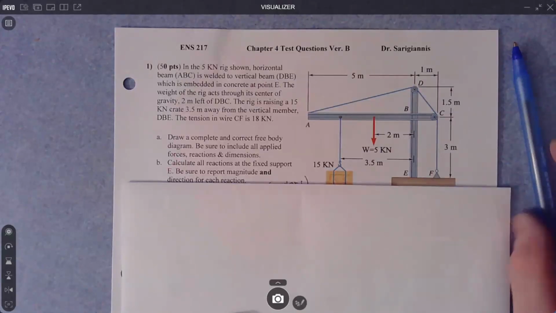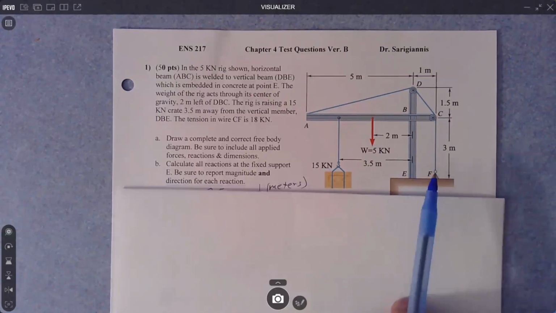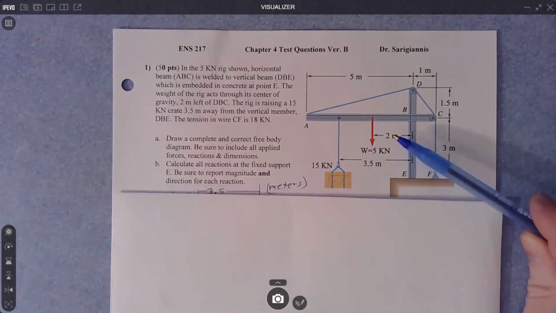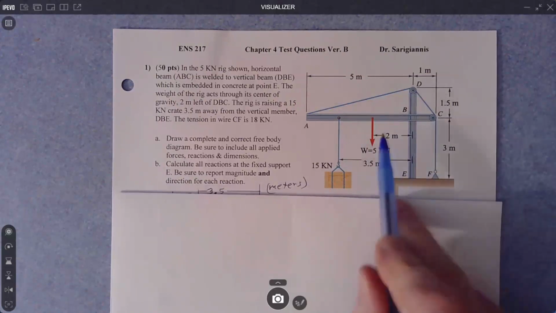All right, I'm going to go over the chapter 4 test questions. First one I thought was going to be pretty straightforward, just a 2D problem. We got this rig here, it's a 5 kilonewton rig, and it shows the weight of the rig acting at this point right here, center of gravity.